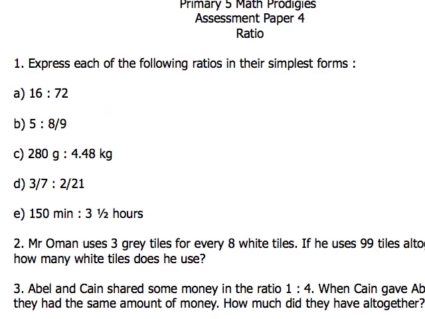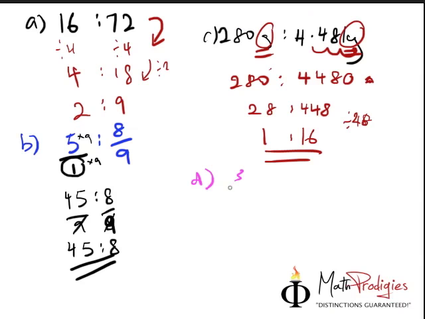Part D, it says 3 over 7 is to 2 over 21. If you understand part B, you should understand how to do part D. In this case, you have to make the denominators the same. 7 times what gives you 21? 3. 3 times 3 gives you 9.